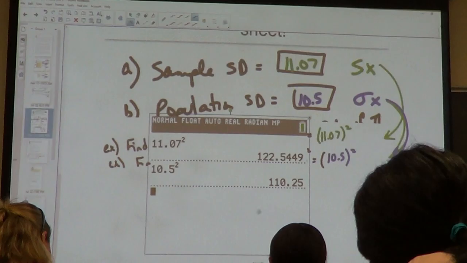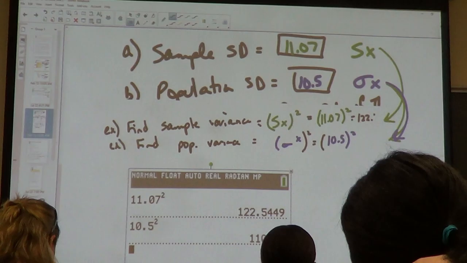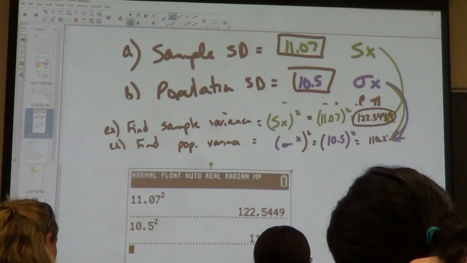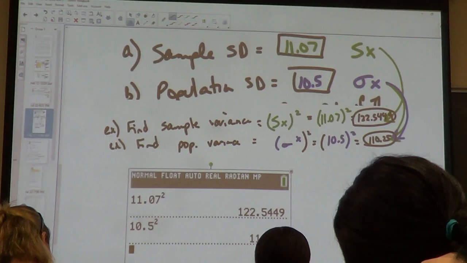So my sample variance is going to be 122.5449, wherever they want me to round it to, and my population variance is 110.25. So variance just means take the standard deviation and square it.